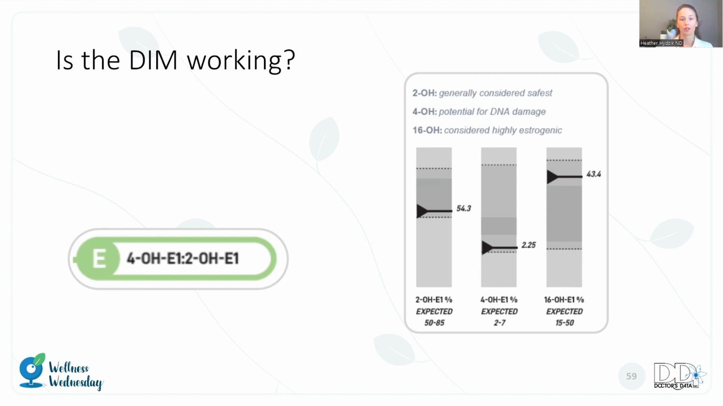And then you also see in the gray bars here, the 2-hydroxyestrone percentage is in the optimal range. And then the 4-hydroxyestrone percentage is in range, but lower. So that's why the DIM is helping. The 16-hydroxy is perhaps upper range, but I think that's less crucial than making sure that the 4-hydroxy is lower than the 2-hydroxy. So this is a really good report.